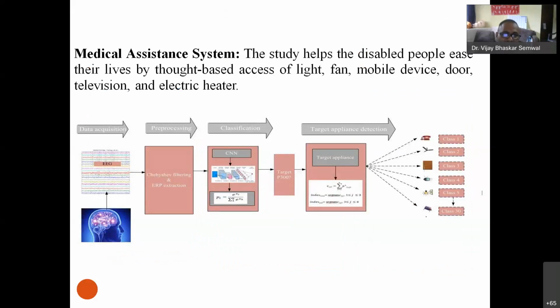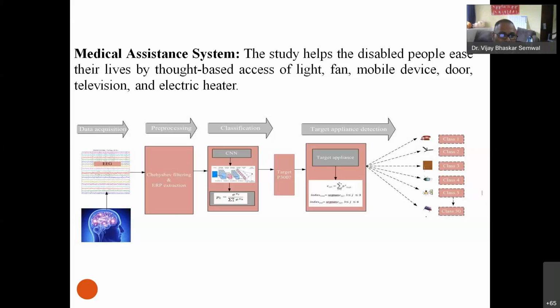Okay, so a medical assistance system, to help disabled people in their life by thought-based access of light. As we have brain control of a human hand, by which we can pick and place objects. For this we require an ECG recorder, by which we record the data. We apply pre-processing like filtering techniques, ERP extraction, and feature extraction. After that, we can build a deep learning or machine learning model, CNN, and then find the classification, how accurate this model is. Once the model is there, we are going to see the CIFAR data set and others.